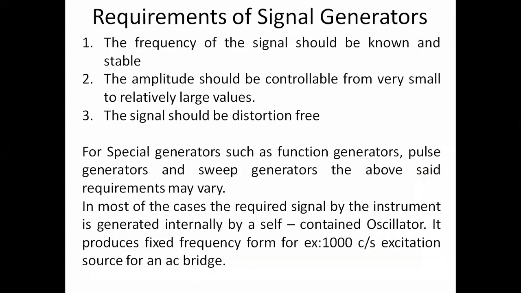And what are the requirements of a signal generator? Every signal generator should have some requirements. The frequency of the signal should be known and stable. For the signal produced by the generator, we should know what value it is producing, the voltage, and whether that frequency is stable or not. And the amplitude should be controllable from very small to relatively large values.